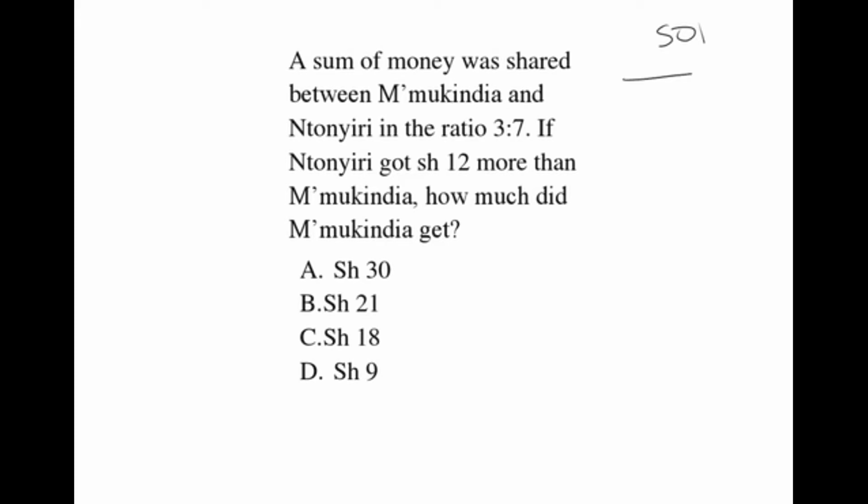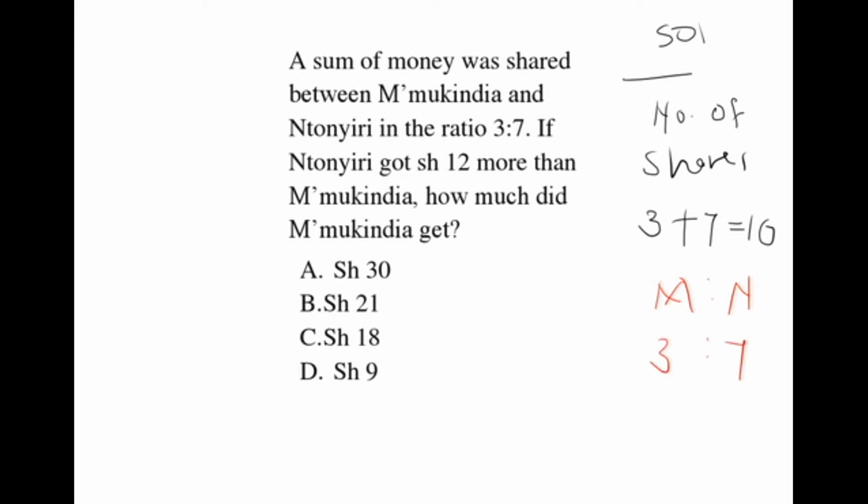Number of shares is 3 plus 7, which is 10. Then we have Mukidia, then we have Tonyiri in the ratio 3:7. That is why the total number of shares is 3 plus 7, which is 10.